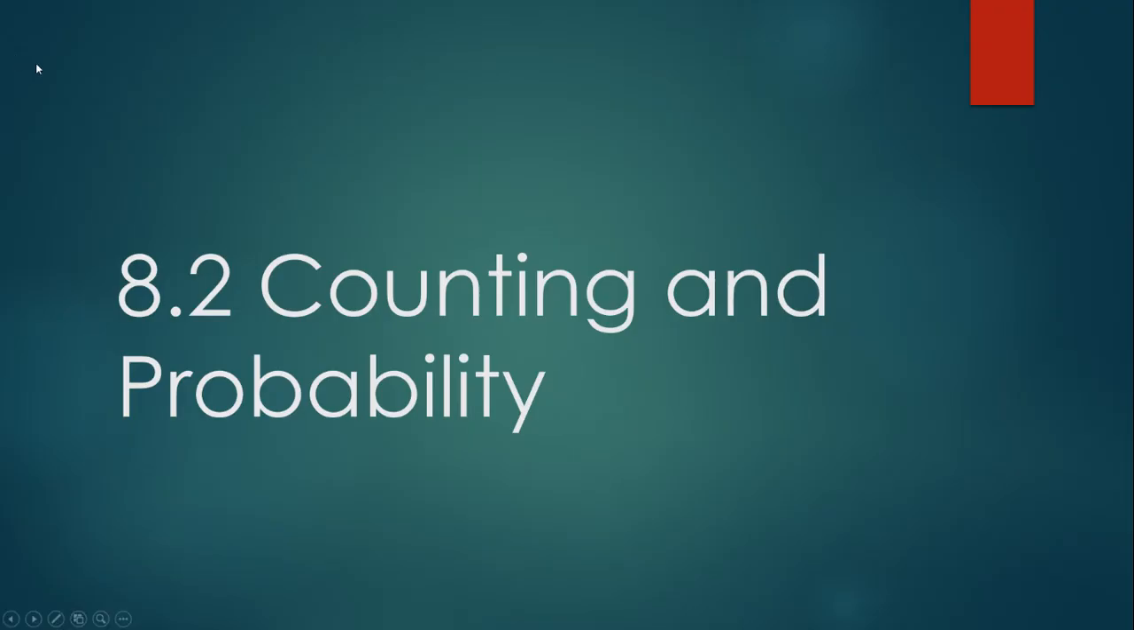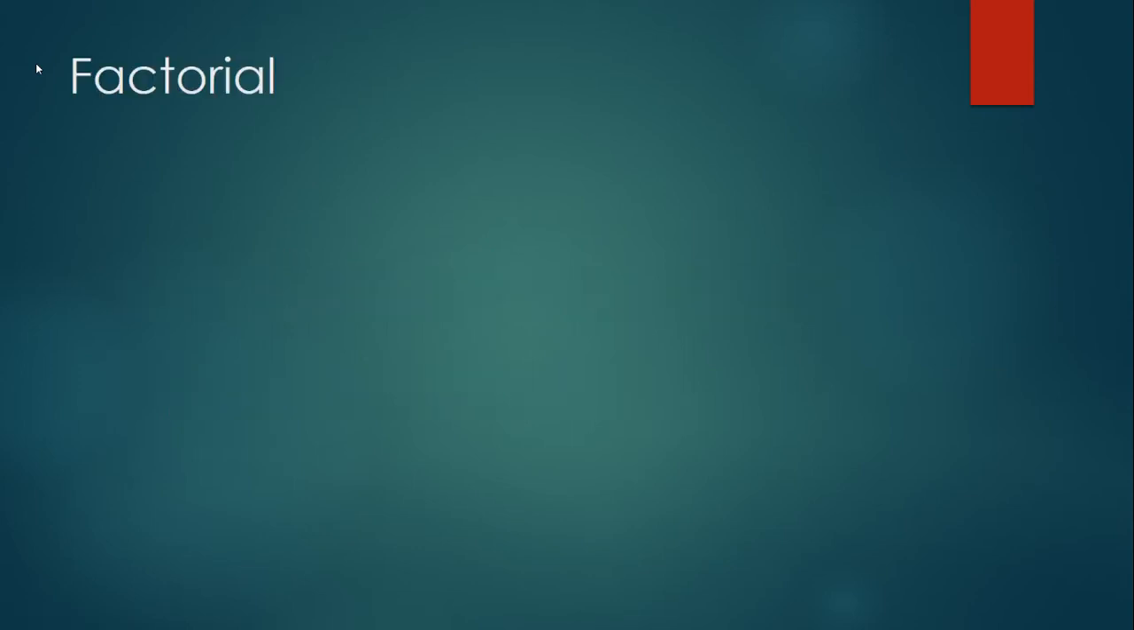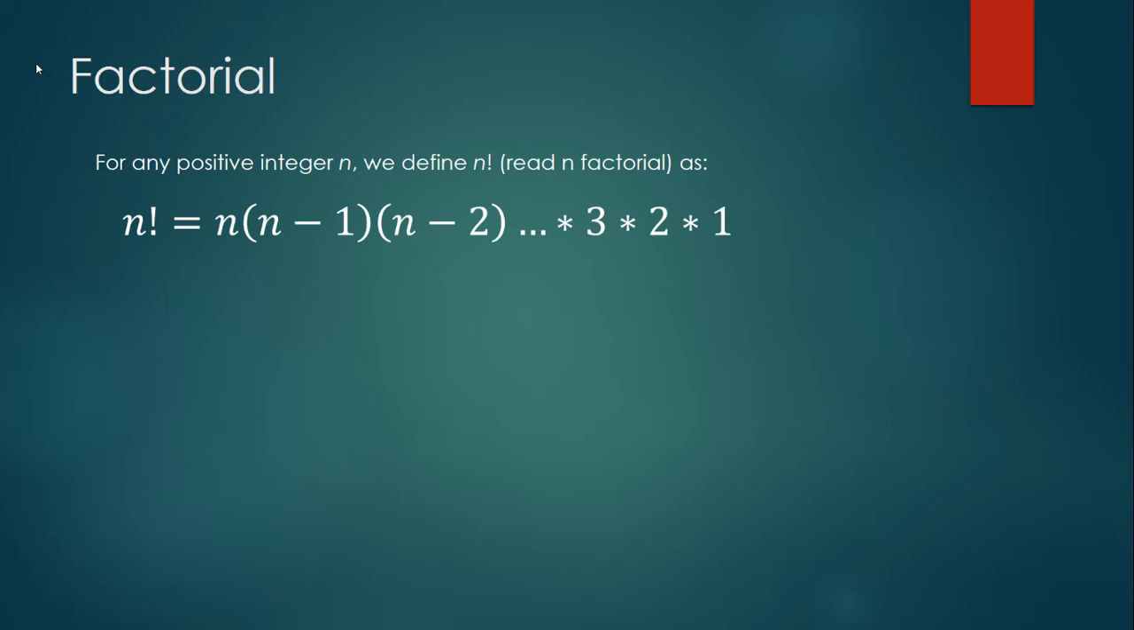Morning. Today we're doing 8-2 counting and probability. So the first thing we're going to go over is what a factorial is. A factorial is defined for any positive integer n. We define n factorial as n times n minus 1 times n minus 2 all the way down until we get to 3, 2, 1. So for example, 7 factorial would be 7 times 6 times 5 times 4 times 3 times 2 times 1.